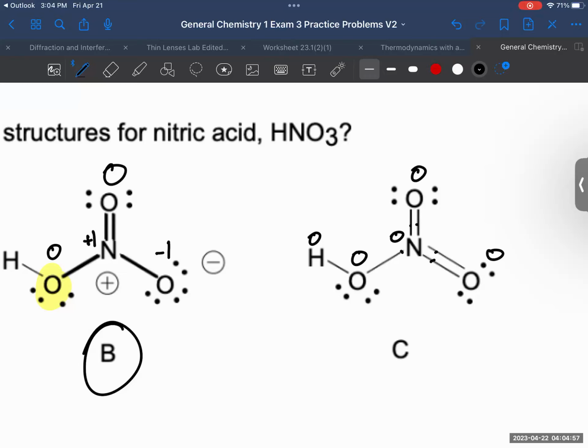Why? Well, if you count the valence electrons, you only have enough negative. Let's see what Zoom people say. Daniel, you're absolutely right. N has 10 electrons. Can N have 10 electrons? Nitrogen can't have 10 electrons. That's why that one's not right. It can only have a maximum of how many? Eight electrons.